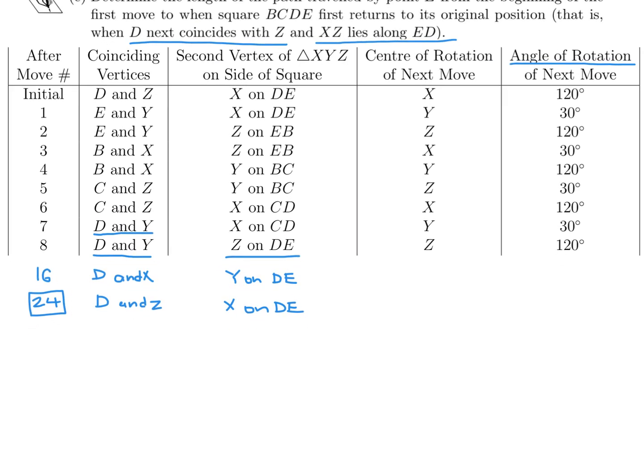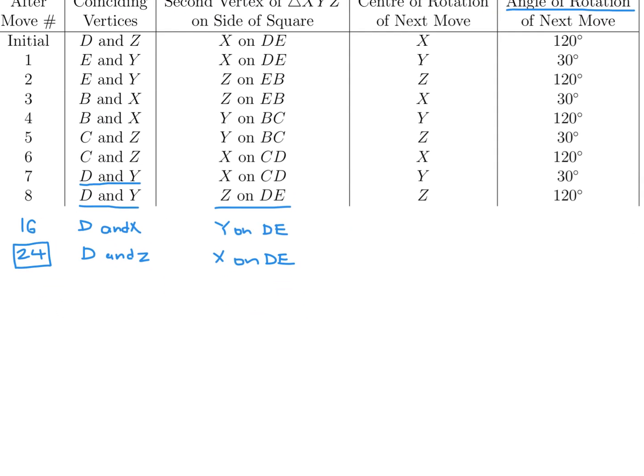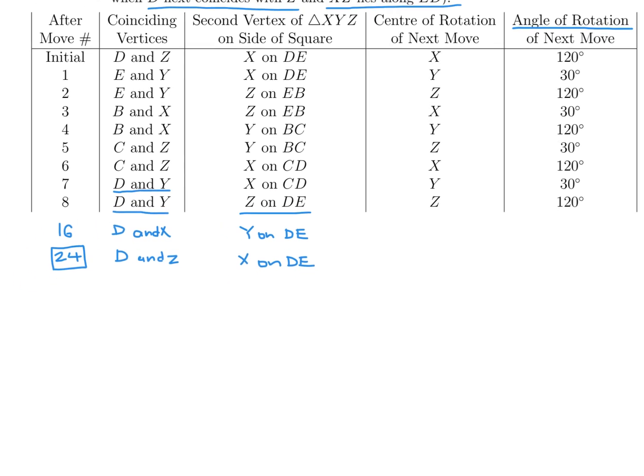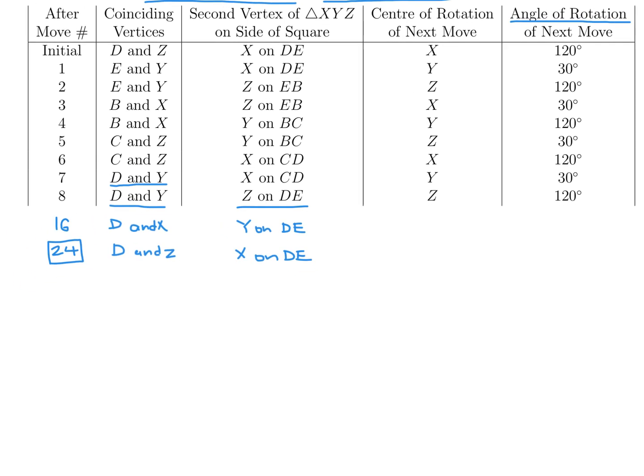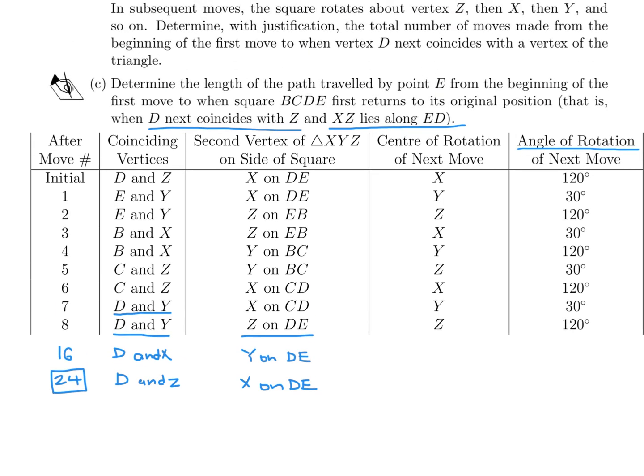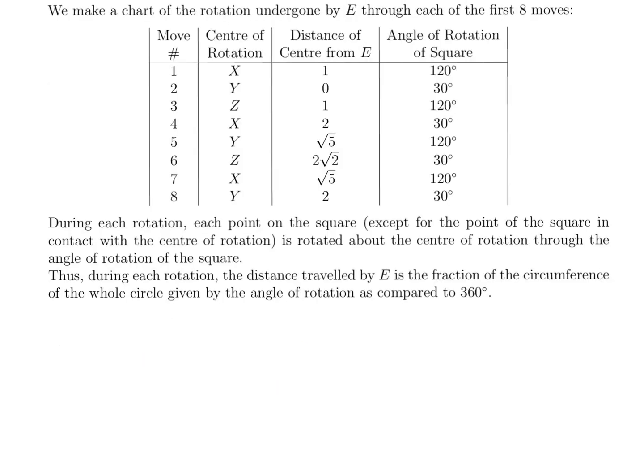Now, these angles are going to be very important, but we also have to figure out the distance. During each rotation, the distance traveled by E, which is what they want, right? They want the length of the path traveled by E, this guy, calculated as follows. Every time there's a rotation, the point on the square is rotated about the center of rotation through the angle of rotation of the square.